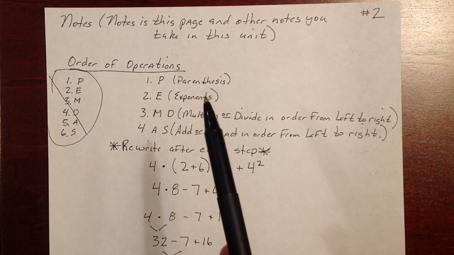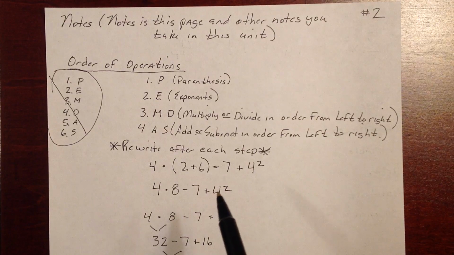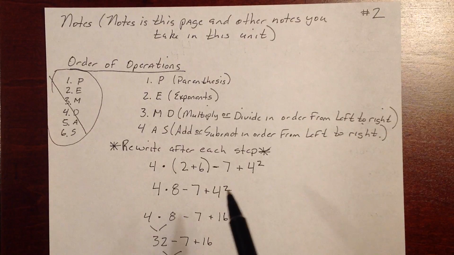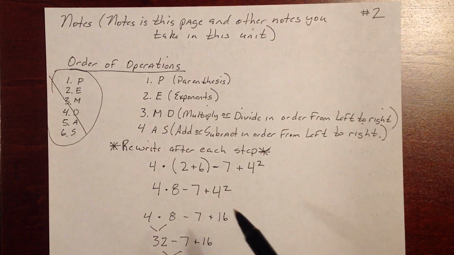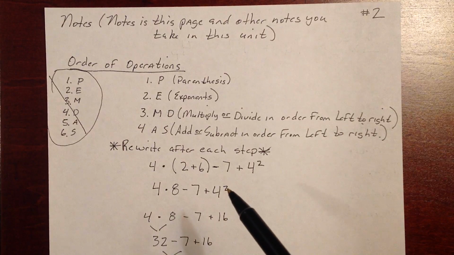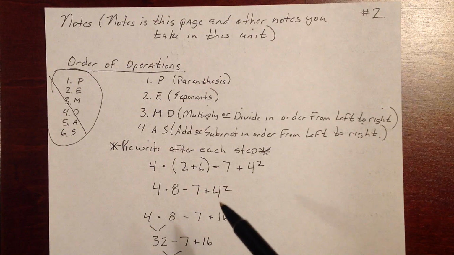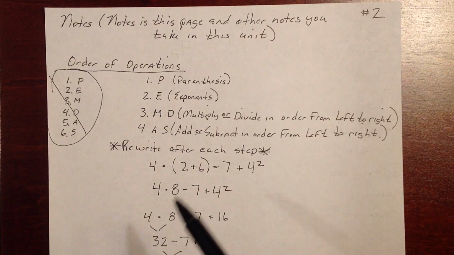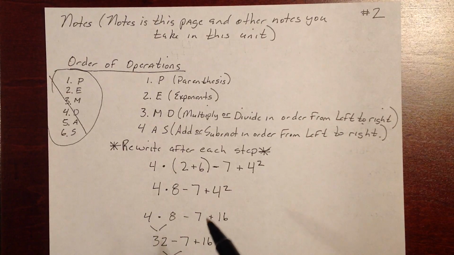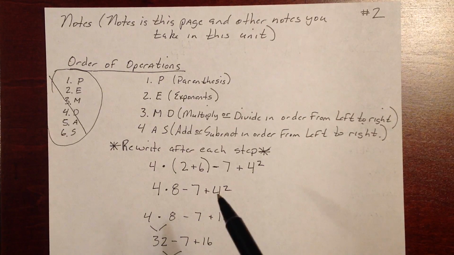Then we do exponents. And remember, 4 raised to the 2nd power is not 4 times 2. That is 4 times itself. If it were 4 to the 3rd, it would be 4 times 4 times 4. Just don't forget what an exponent actually is. And we'll go over these terms more in just a second. But 4 squared is 16. So we rewrite everything: 4 times 8 minus 7 plus, instead of saying plus 4 squared, we say 16.